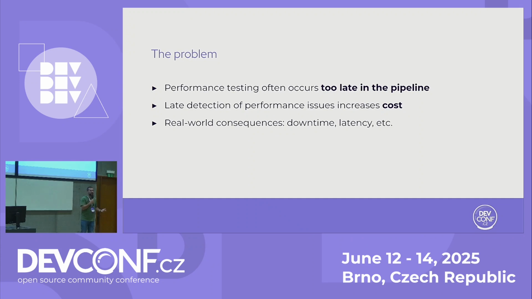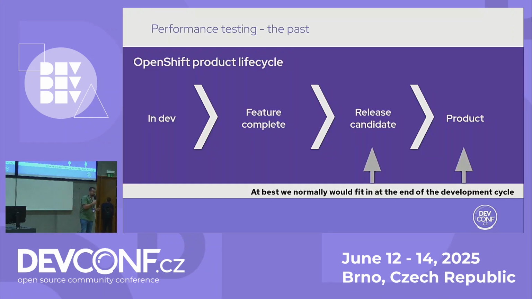So what's the problem that we are trying to solve? Performance testing often occurs too late in the pipeline. This is a usual situation from a couple of years ago. We received an OpenShift release in the release candidate stage. That's one of the latest stages of the product, when the product is about to become GA, the official release. And that's too late. We are too late in the development cycle.